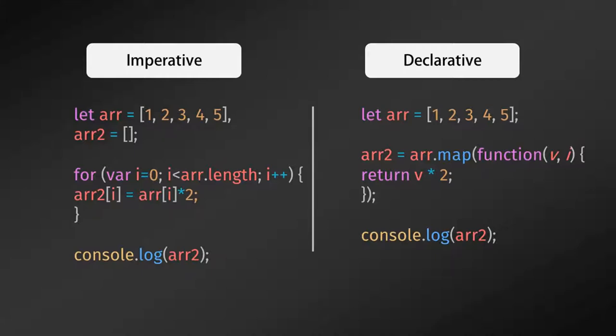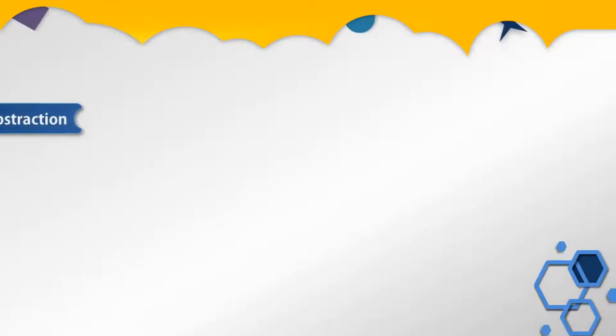Till now, you have seen only JavaScript code, but what about React? React takes the same declarative approach when you compose UIs. In React, to create a component, we are using declarative style. Now, I hope you understand what is the difference between declarative and imperative style. Now, we will move forward to the next topic and understand React abstraction.